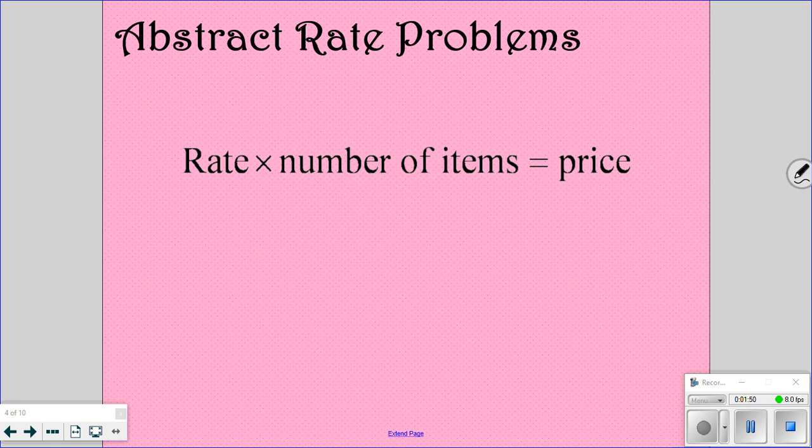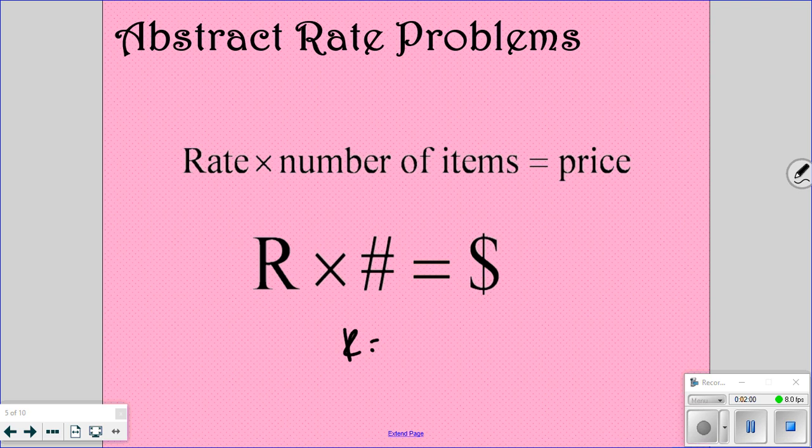Our formula is our rate times the number of items equals our price, or R times the number equals the price. If you solve for R, you get price per number of items. And that's how you would tell, yeah, I got these for $10 each. Price per number of items.